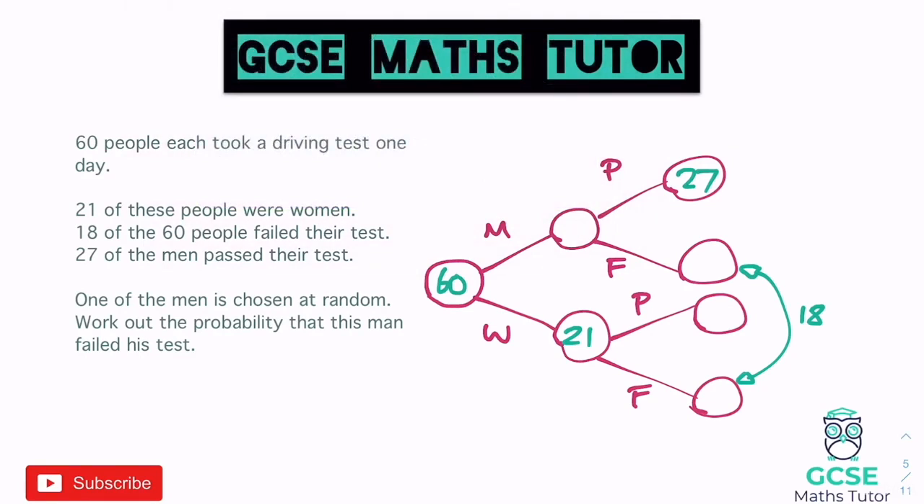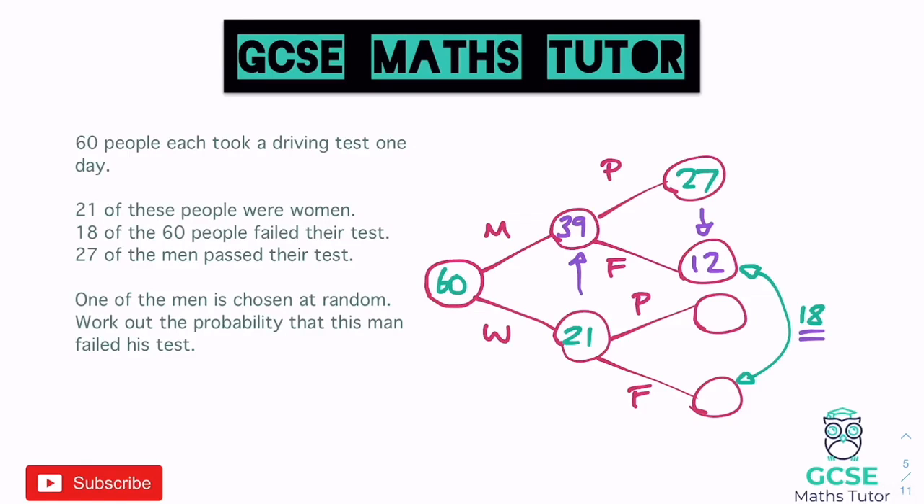Now we know that there are 21 women, so we can work out how many men there are. They have to add up to 60, so that's going to be 39. There we go. And now we can work out this one just here, because it's got to be 39. We've got 27 in there already. So that is an extra 12. Okay, just double check they add up to 39. Yes, they do.